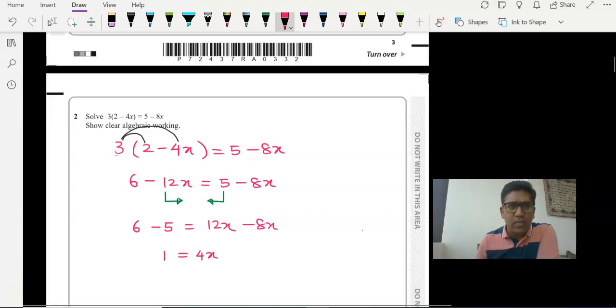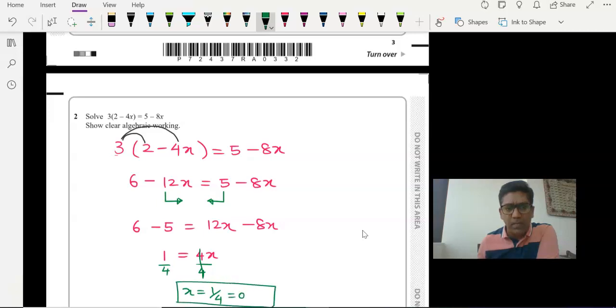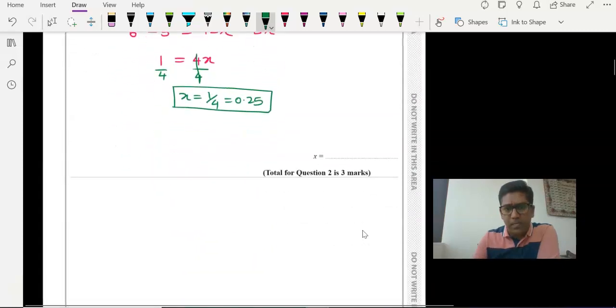I need the value of x, so I don't need 4, it is in multiplication. Do the opposite, divide both sides by 4. You get your final answer, x equals 1 over 4, or you can also write it in decimal, 0.25. Moving to the next question.